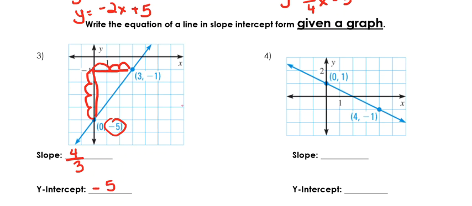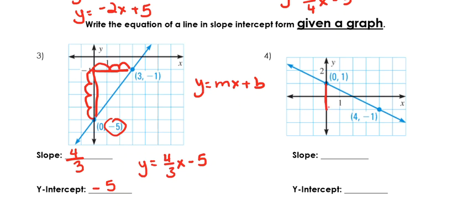And now in y equals mx plus b, you are just replacing these two numbers. So it's going to be y equals 4/3 x minus 5. Let's do this one together. So again, go up and down first. So you're going this way.